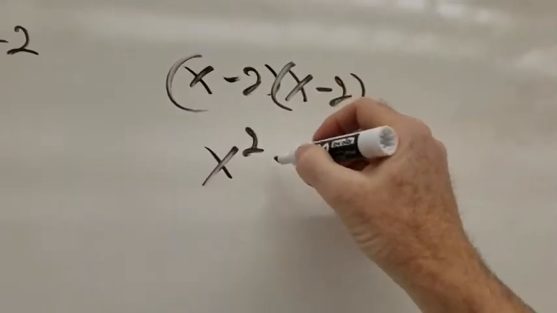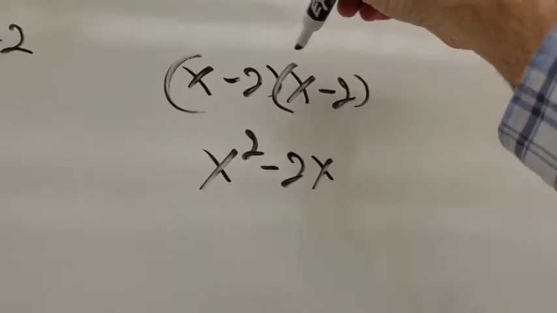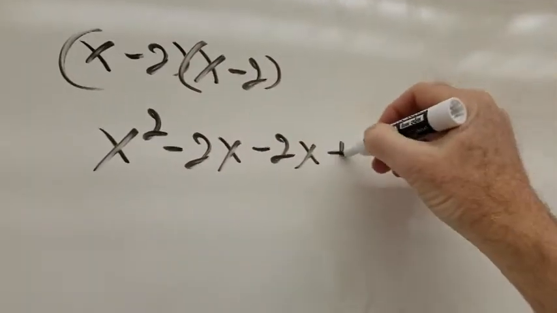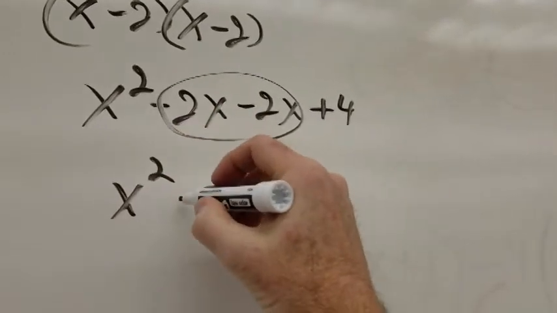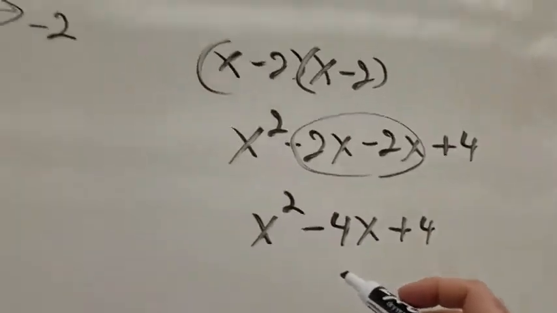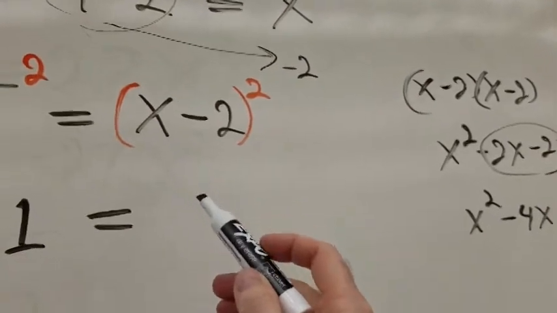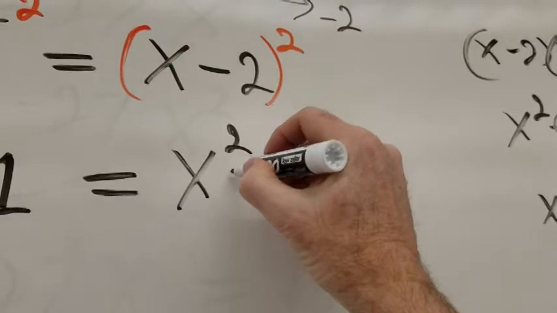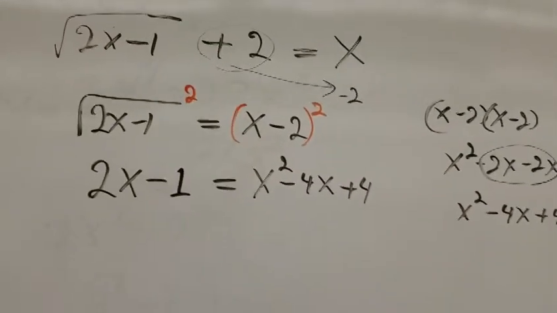X times x is x squared. X times negative 2 is negative 2x. Now let's do this term times each term. Negative 2x. And negative 2 times negative 2 is positive 4. And these two combined can come together. So they come together as negative 4x. So we have what this is. So let's copy this over here because that's what this squared is. So x squared minus 4x plus 4. So I've copied that over there.